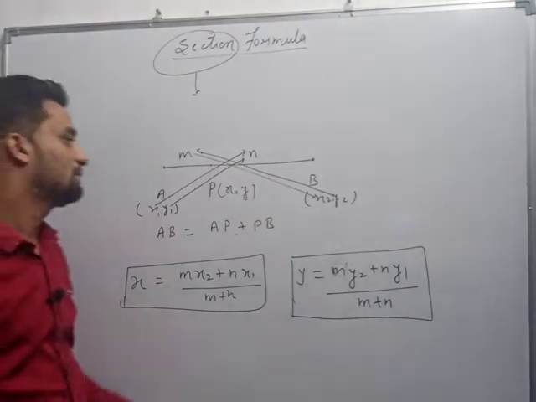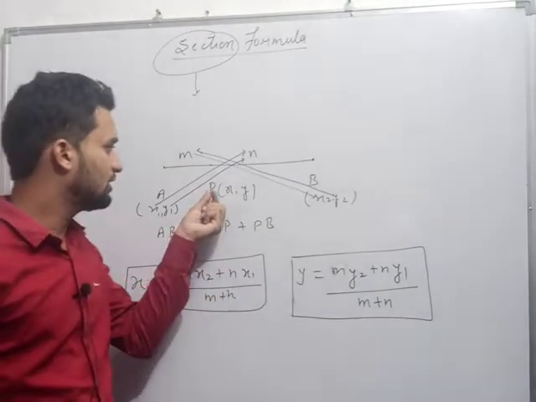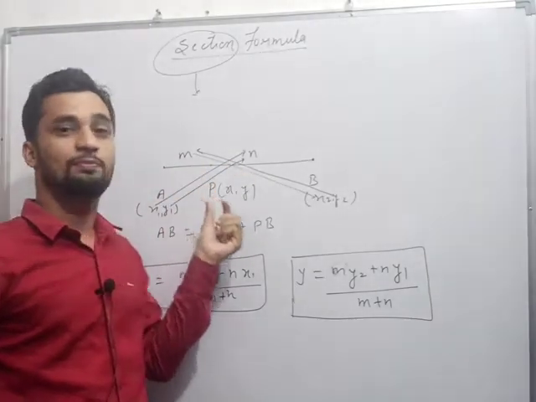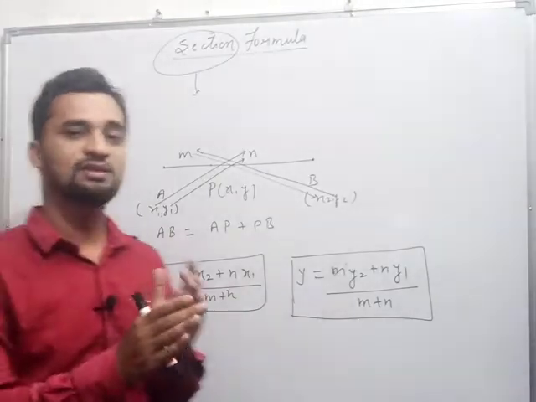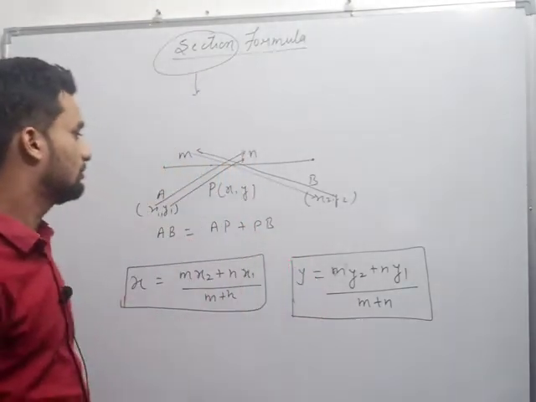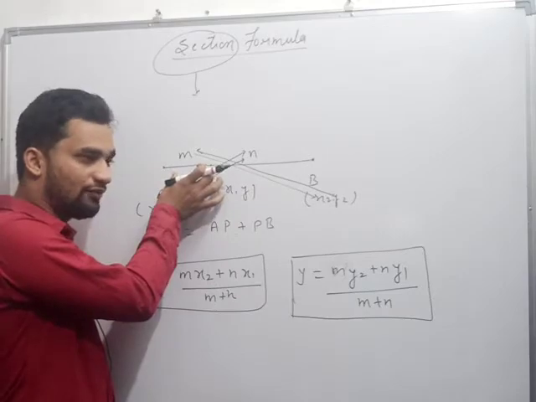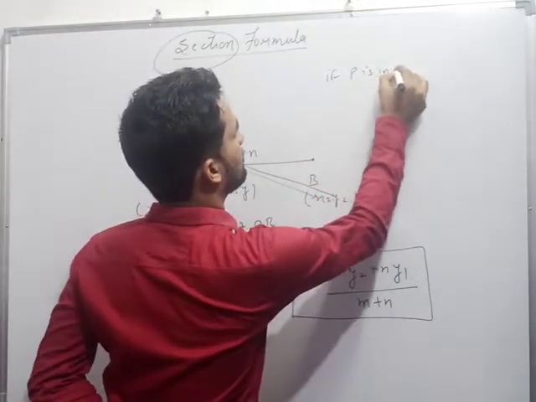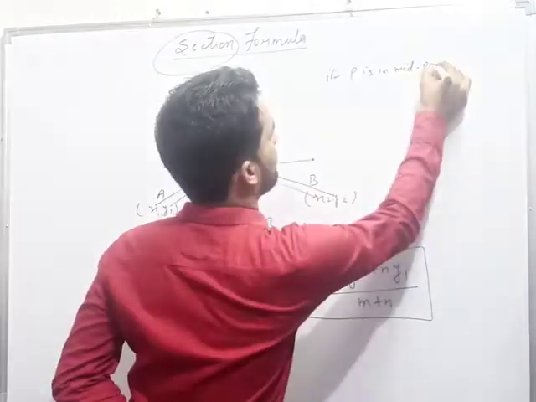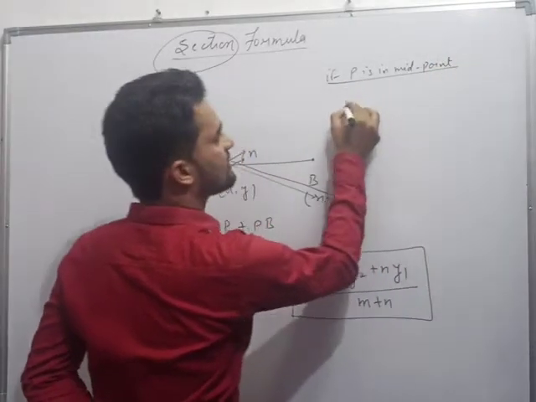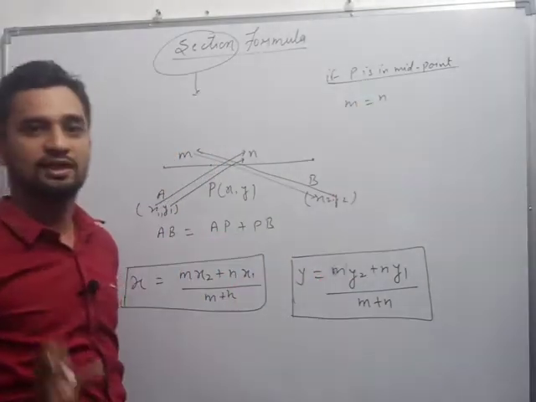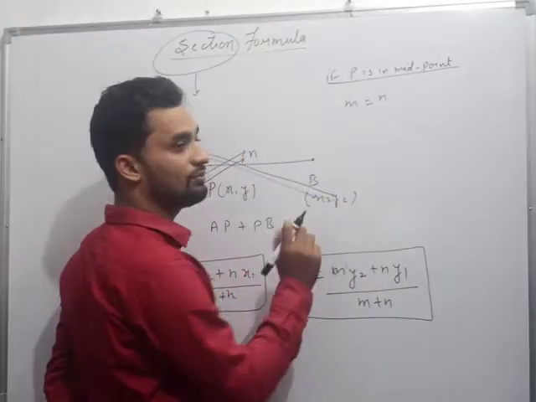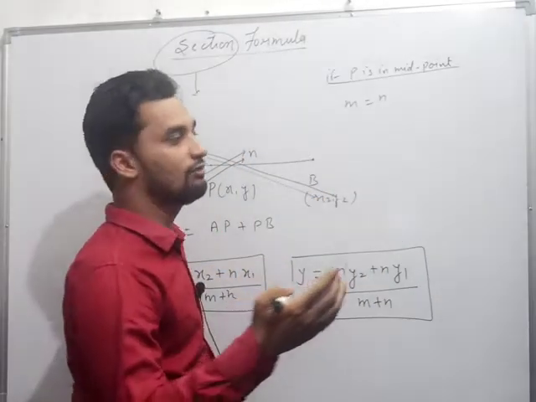And one more thing, suppose this point is at the center of this line segment, it means this point is bisecting the line segment. Bisecting means two equal parts. If P is the midpoint, then in that case m equals n, so the ratio will be 1:1.